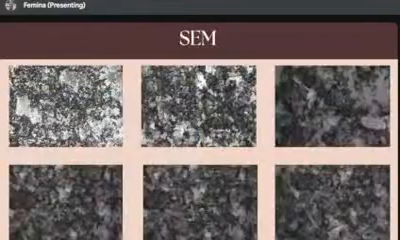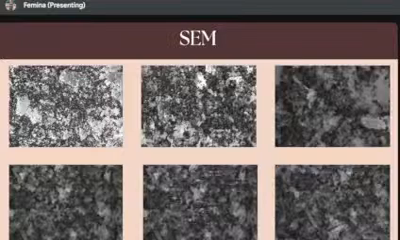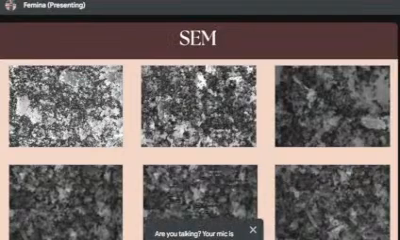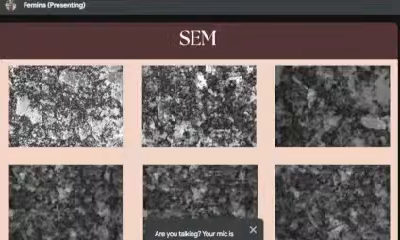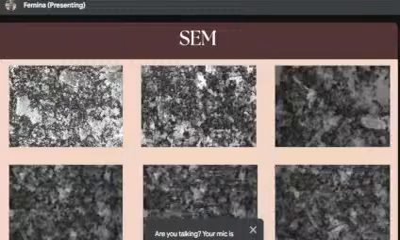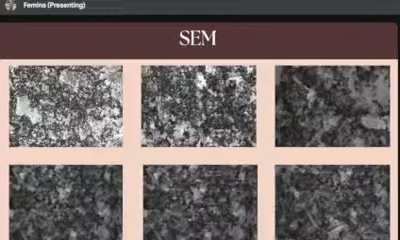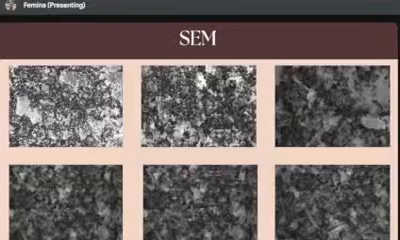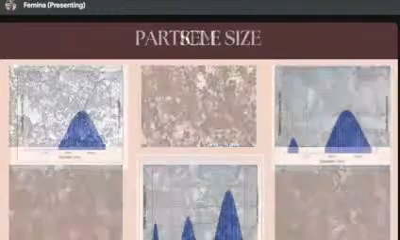SEM analysis was used to study the surface morphology of barium stannate. The SEM images show irregularly shaped particles with strong agglomeration. These particles are closely packed, forming micron-sized secondary clusters. This agglomeration is due to the high surface energy of barium stannate nanoparticles. Such morphology is beneficial for photocatalytic application due to increased surface interaction.